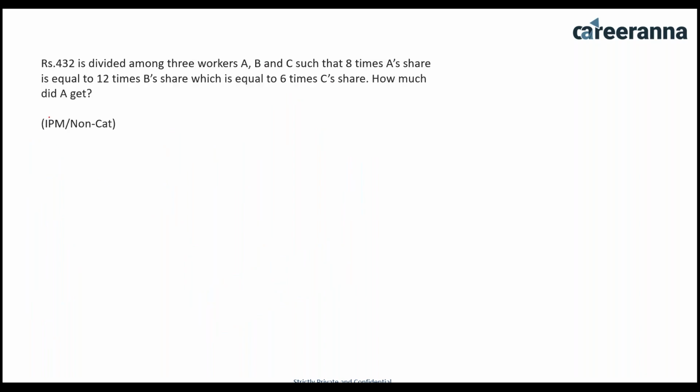This question can come in IPM and non-CAT exams like NMAT, XAT, not in TISSNET. SNAP can come in IPM as well. Yes, try to solve this question. Guys, please be very fast.